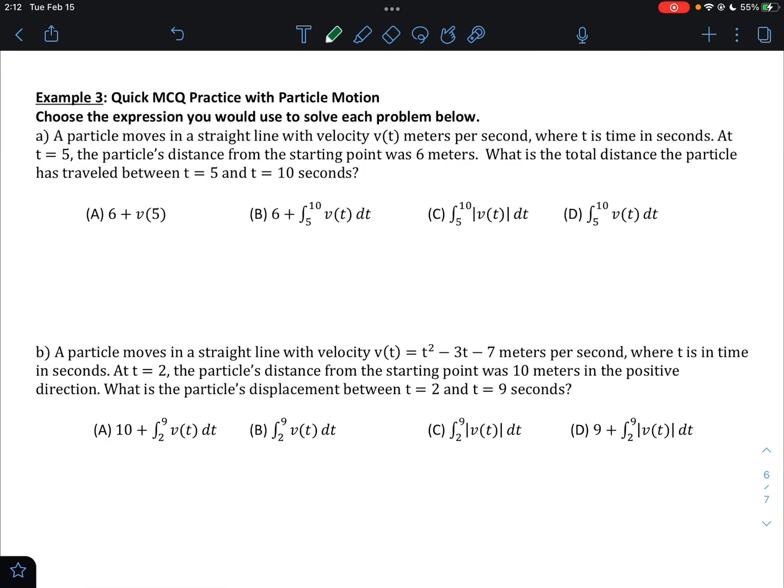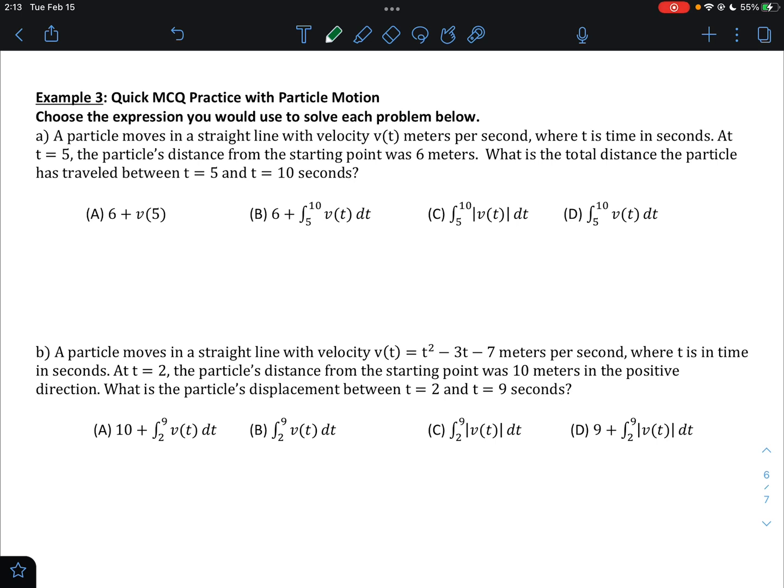Example 3, quick multiple choice question practice with particle motion. Question A: a particle moves in a straight line with a velocity v of t meters per second, where t is time in seconds. At 5, the particle's distance from the starting point was 6 meters. What is the total distance the particle has traveled between 5 and 10 seconds?